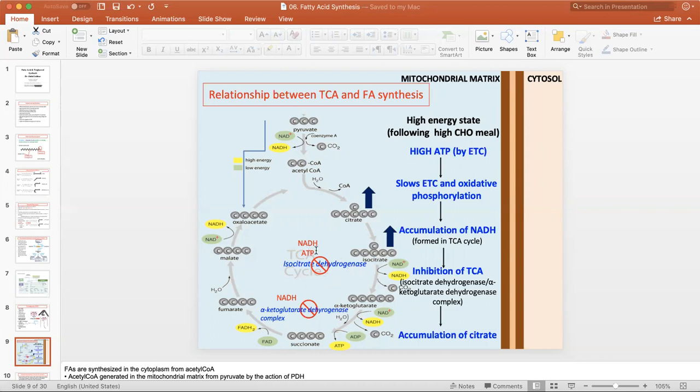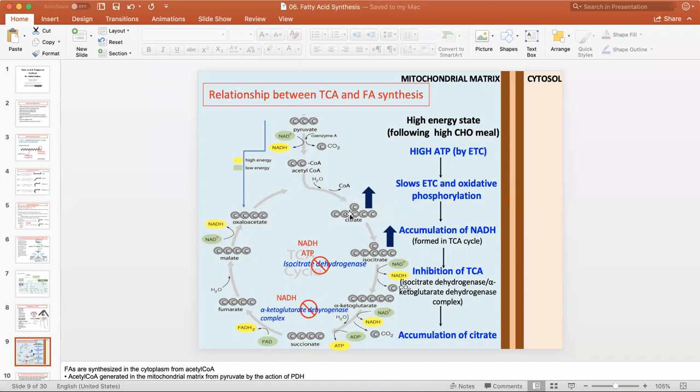Okay, so if we have a lot of ATP and a lot of NADH, which is the high energy molecule, we don't need to make any more ATP, so we have to shut the TCA cycle. So both ATP and NADH inhibit these two enzymes, the isocitrate dehydrogenase and the alpha-ketoglutarate dehydrogenase, which are part of your citric acid cycle. Once you inhibit these two enzymes, what will happen? All the precursors will start to accumulate. So we have the accumulation of isocitrate. We have the accumulation of citrate.